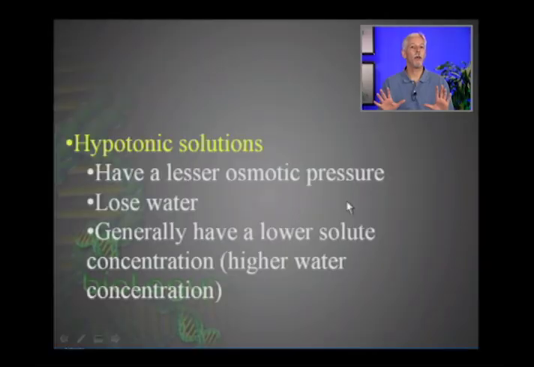Now, if one solution is hypertonic, the solution on the other side of the membrane we would describe as hypotonic. And again, this suffix tonicity you can think of as thirst. So a hypertonic solution is hyperthirsty or very thirsty. A hypotonic solution is less thirsty. So a hypotonic solution would have a lesser osmotic pressure compared to a hypertonic solution. It would lose water to a hypertonic solution. And generally they have lower solute concentrations than a hypertonic solution, at least if we're comparing the same type of molecule.